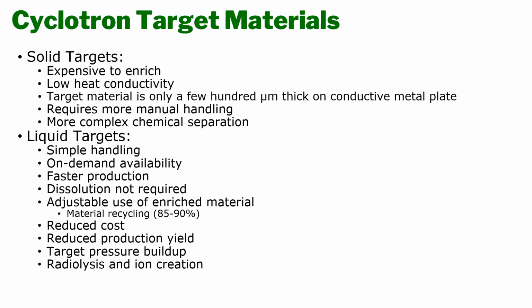This leads us into liquid targets being the other. They require fewer steps to prepare and handle than solid targets. The added simplicity makes production easier and saves on total production costs. Additional benefits include faster production, not needing to dissolve precipitate materials as it is already in the desired form, and improved recycling of materials up to 90%.